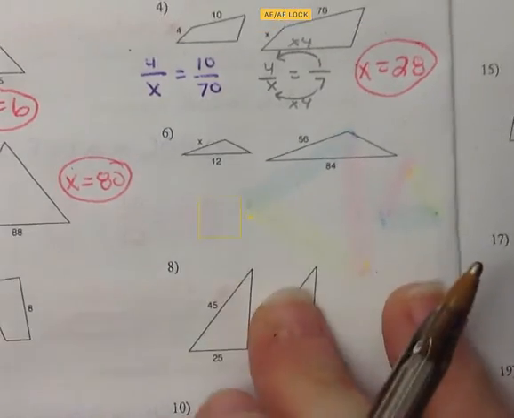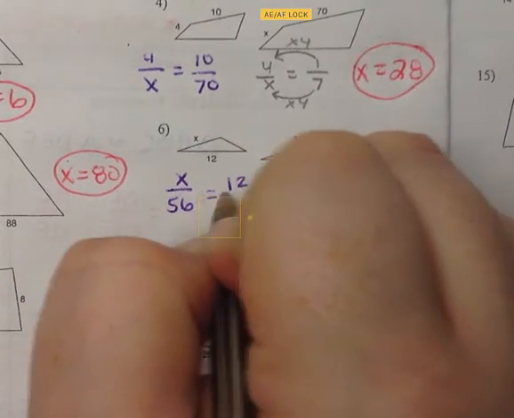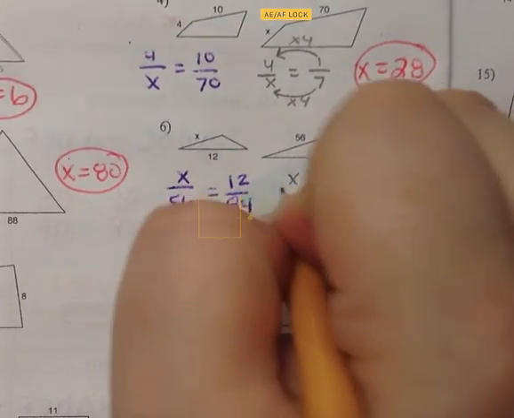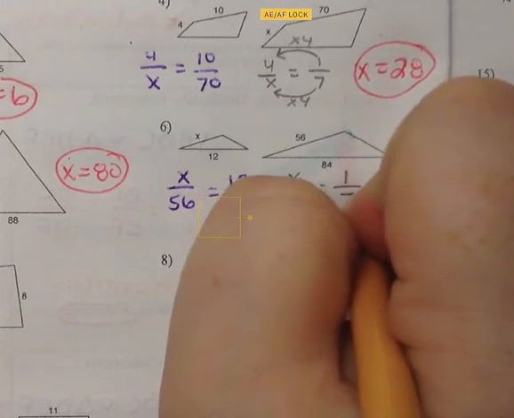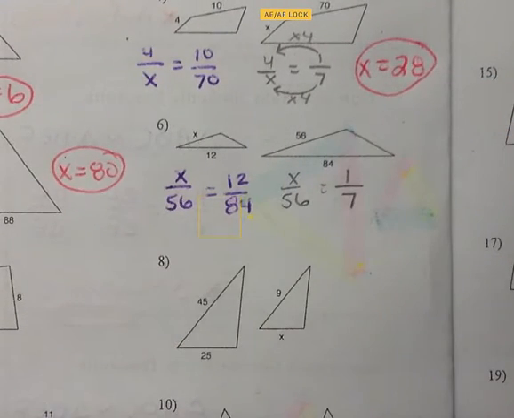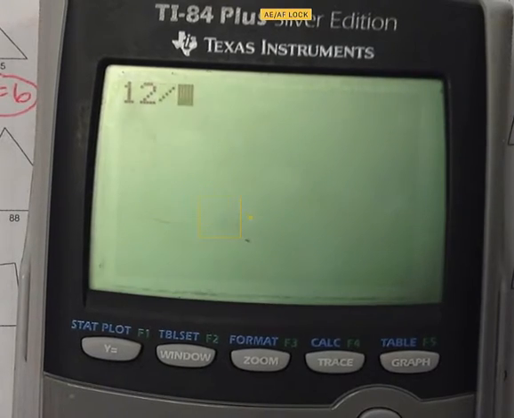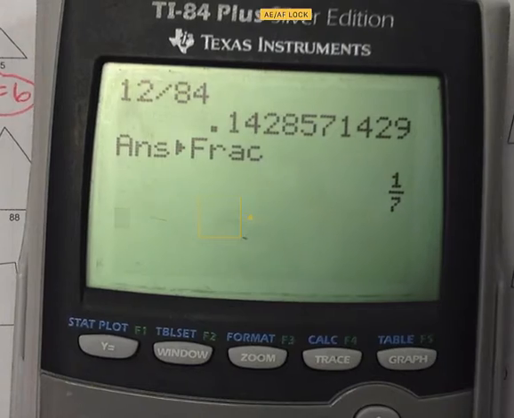On number 6, I'm going to start with x over 56 is equal to 12 over 84. Now to simplify, 12 over 84 will become 1 over 7 if I use my calculator. So I have x over 56 is equal to 1 over 7. Let's check that. 12 divided by 84, math, enter, is 1 over 7.